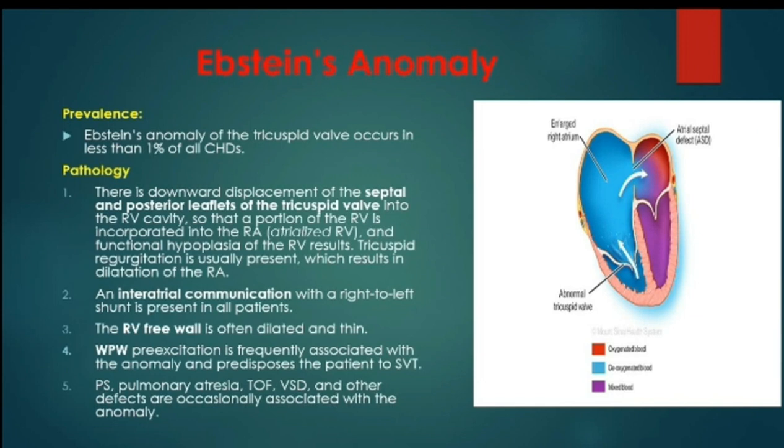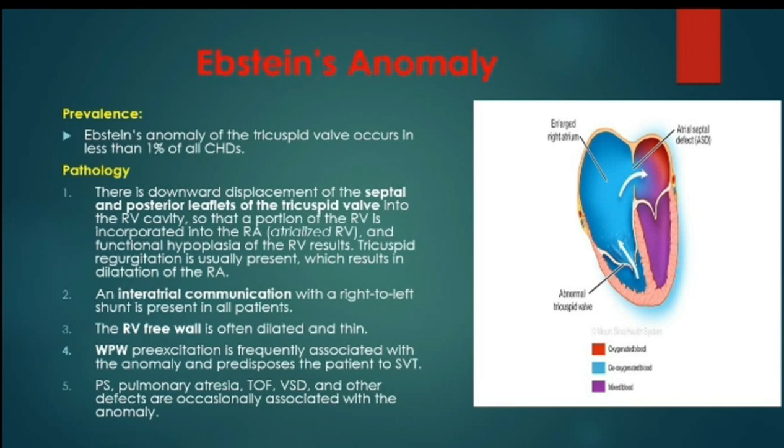There is functional hypoplasia of the RV, where the cavity is becoming smaller. This abnormal valve is severely regurgitant, and this results in dilated right atrium. There is usually a large ASD with a right to left shunt in all these patients. The right ventricular free wall is often dilated and thin.